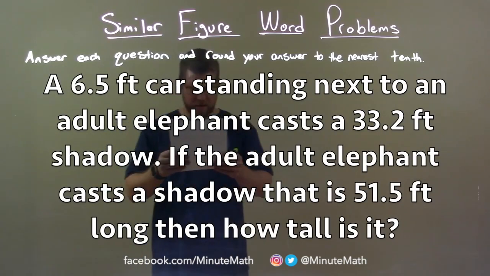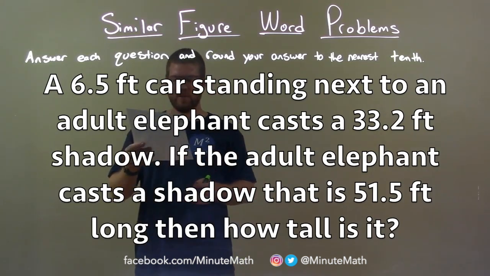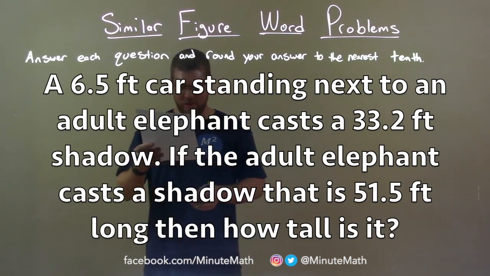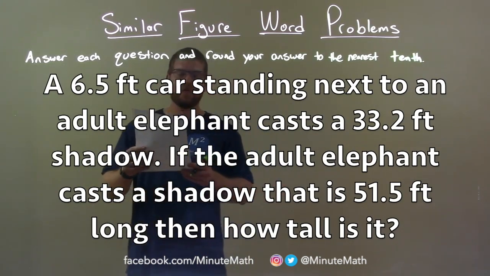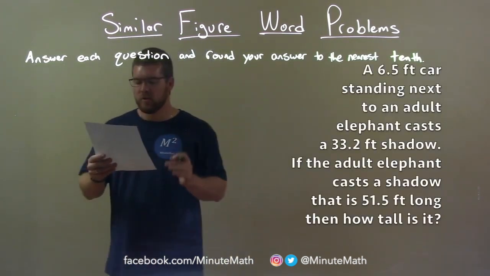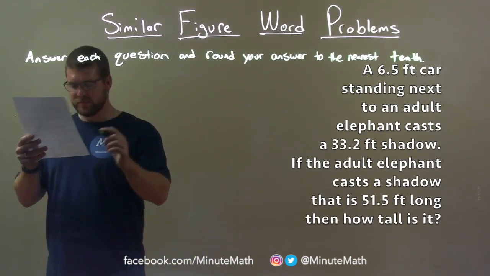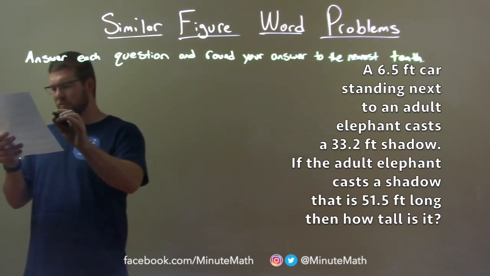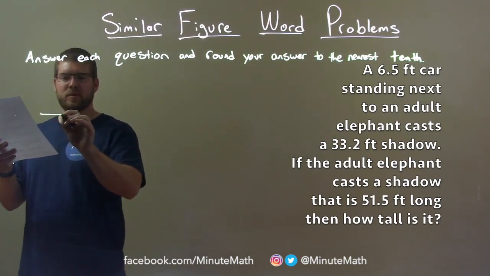A 6.5 foot tall car standing next to an adult elephant casts a 33.2 foot shadow. If the adult elephant casts a shadow that is 51.5 feet long, then how tall is it? Okay? So one thing that tells here is that we have a car, excuse me. We have this car, very tall car, okay? But let's say it's a truck, right? There's a little truck here.